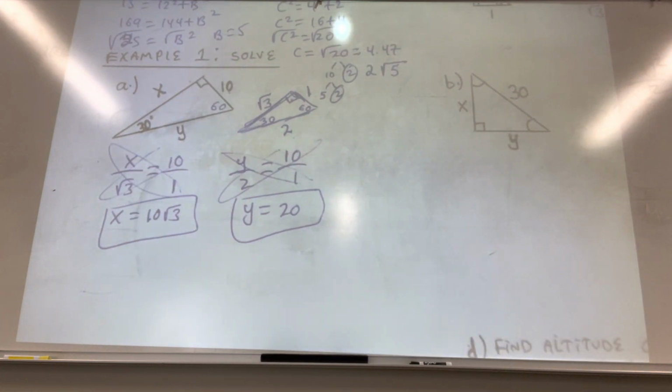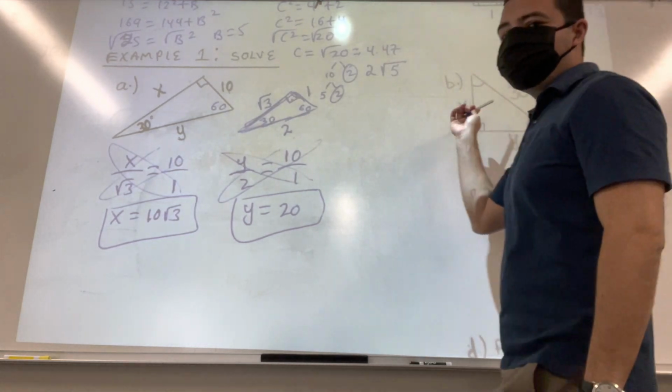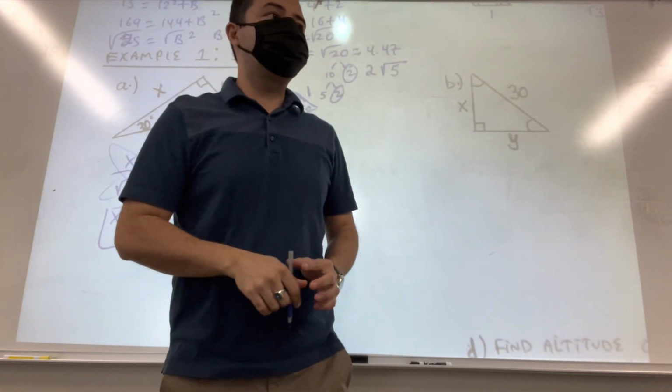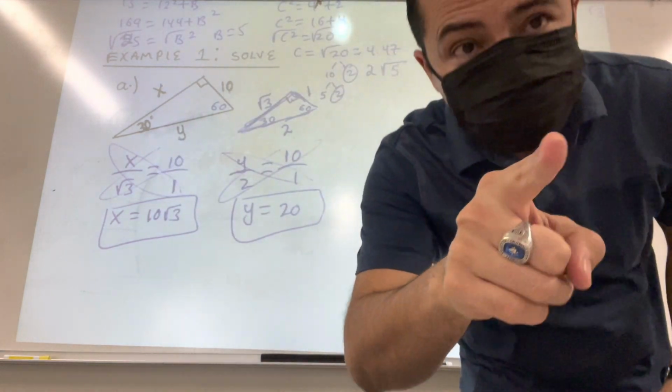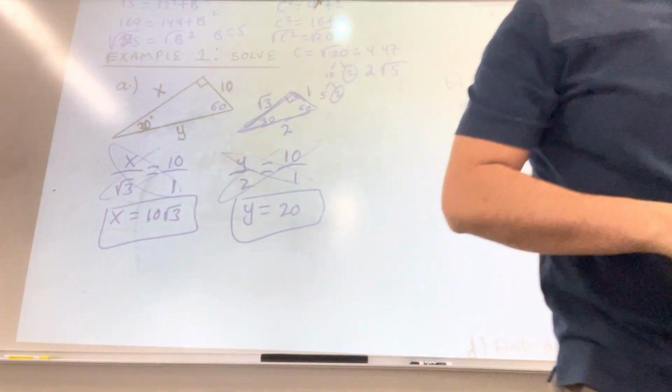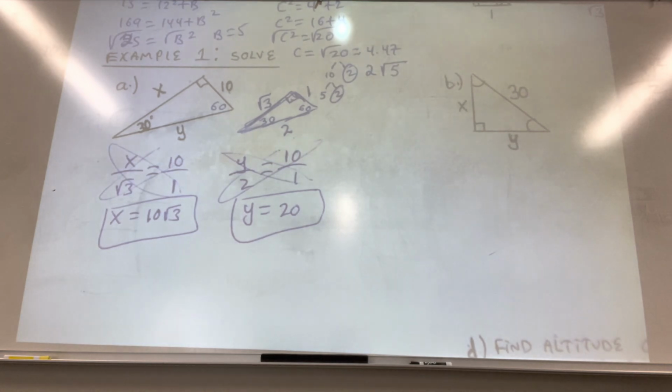I want you to turn to your partner, please. What type of triangle is this, and how do you know? Go. What type of triangle is this, and how do you know? Do you know?